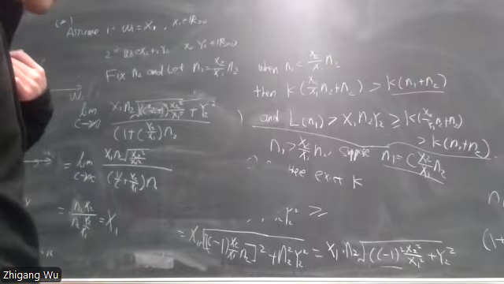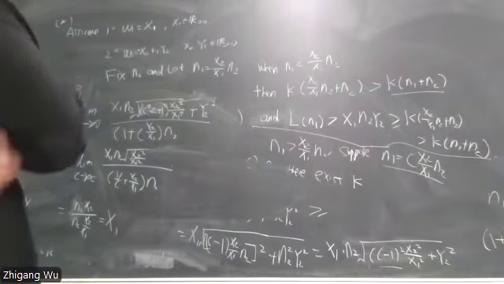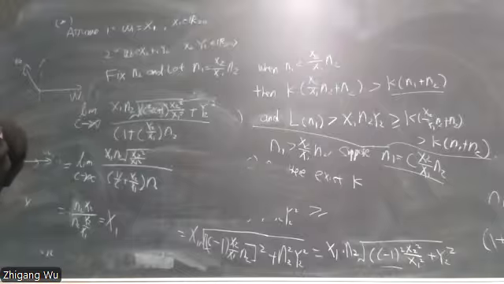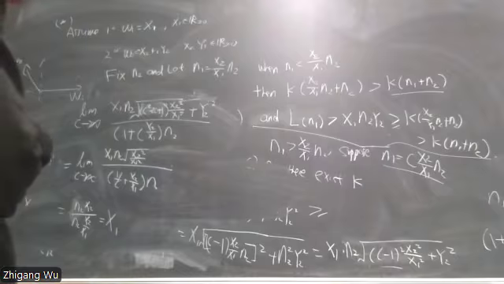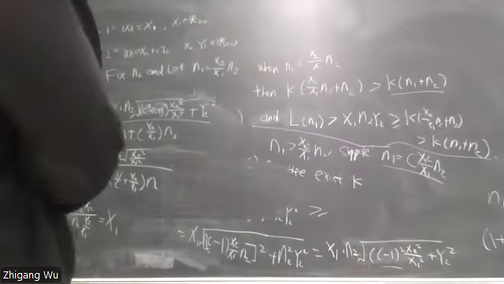So if you let k be just x1, right? That means that this limit when c goes to infinity of this ratio is actually equal to 1, right? So does that tell you something? That means this ratio is close to 1 as c goes to infinity. So what does the ratio being close to 1 mean?